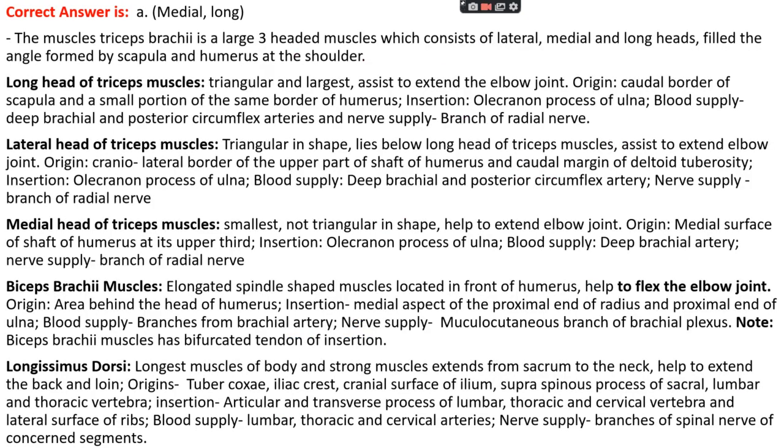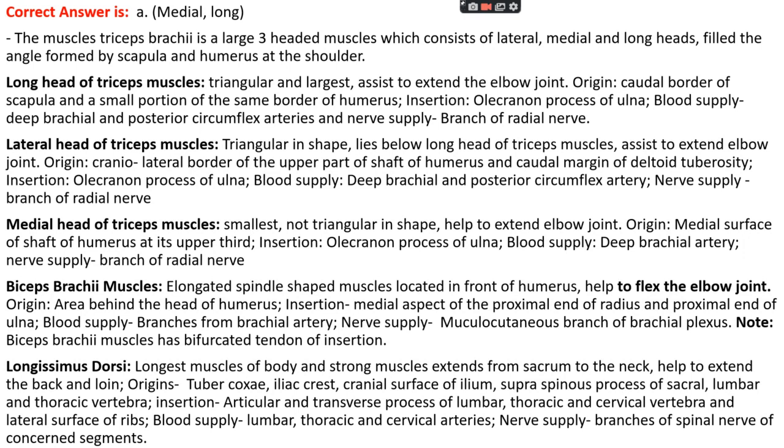Okay. The muscle triceps brachii: tri means three, ceps means head. Triceps brachii is a large three-headed muscle which mainly consists of the lateral, medial, and long head. Okay, it actually fills the angle formed by the scapula and humerus at the shoulder joint. Okay. The long head of the triceps muscle is triangular and the largest. It mainly assists to extend the elbow joint.